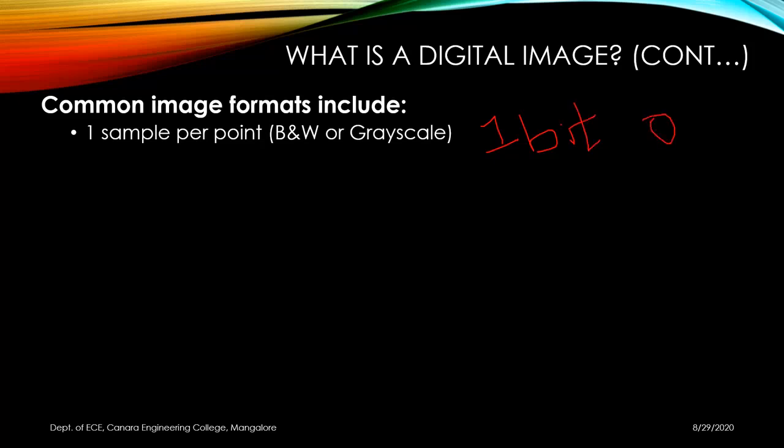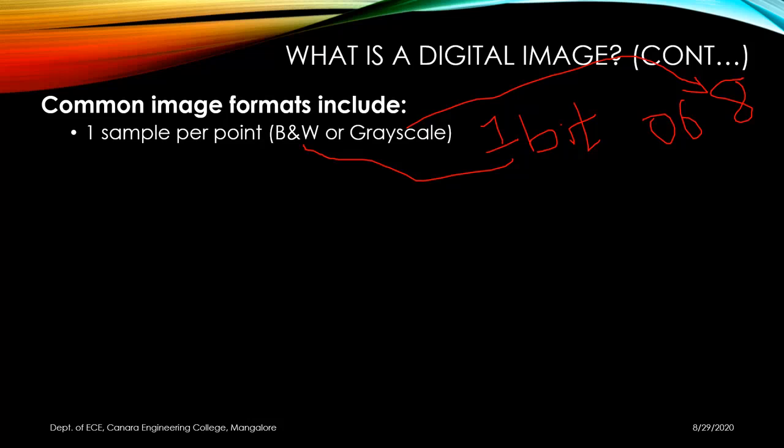If it is 8 bit, it will be a grayscale image. Black and white means it's either pure black or pure white, nothing gray in between. If it is grayscale, with 8 bits per pixel, you can have 0 to 2 raised to 8, that means 256. So 0 to 255 will be the maximum value, where 0 will be black and 255 will be pure white, and anything in between will be gray, as we saw in the previous example. So this is the grayscale image.